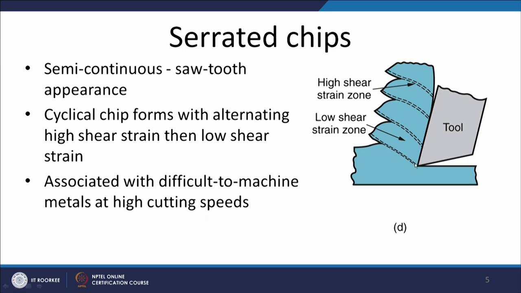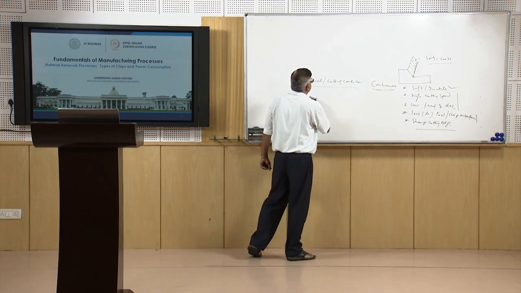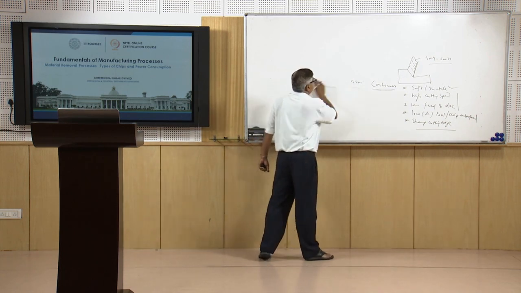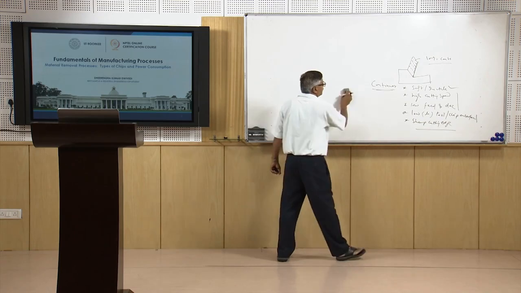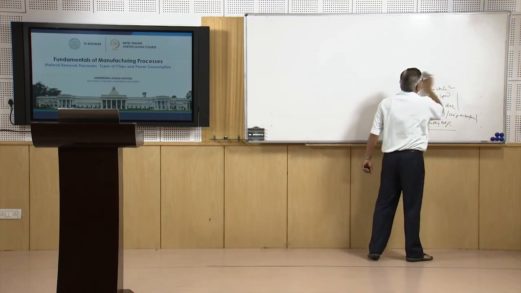So, under these conditions two types of zones are formed during the chip formation. One is a low shear strain zone, another is a high shear strain zone, which in turn leads to the formation of this sawtooth geometry. So, these are the four types of chips which are formed during the machining depending upon the cutting conditions and the type of workpiece material which is being machined.